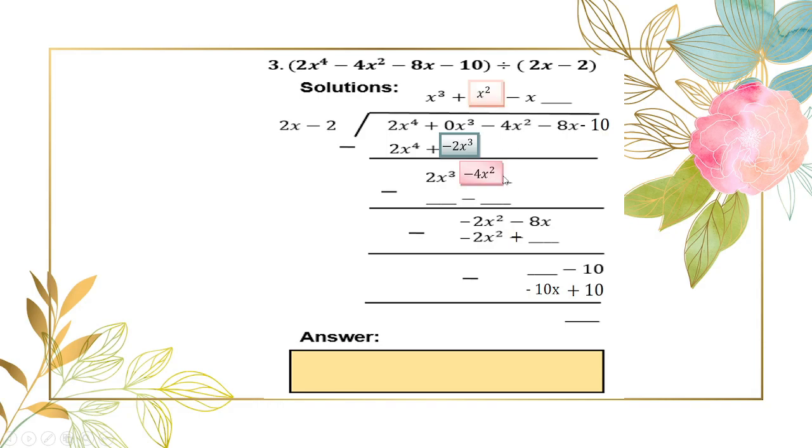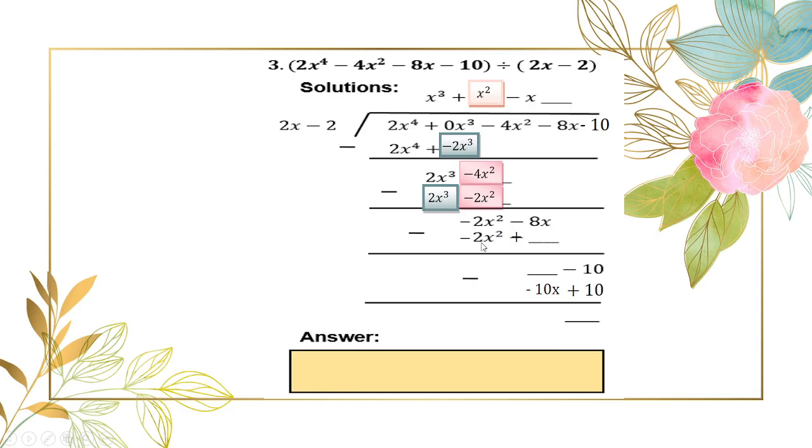Bring down negative 4x squared. 2x cubed divided by 2x is x squared. X squared times 2x is 2x cubed. X squared times negative 2 is negative 2x squared. Change the sign. Negative 4 plus 2 is negative 2x squared. Bring down negative 8x. Negative 2x squared divided by 2x is negative x.